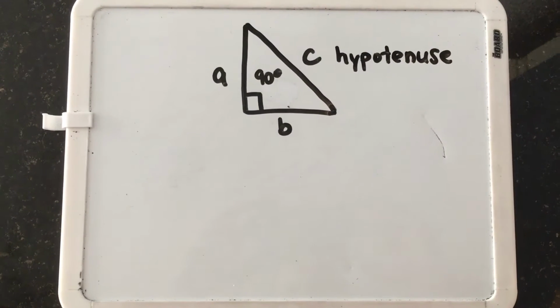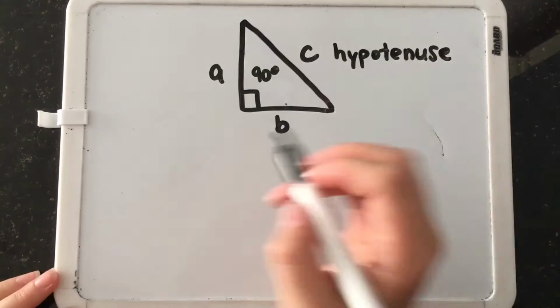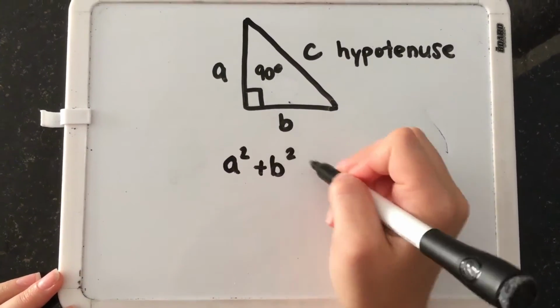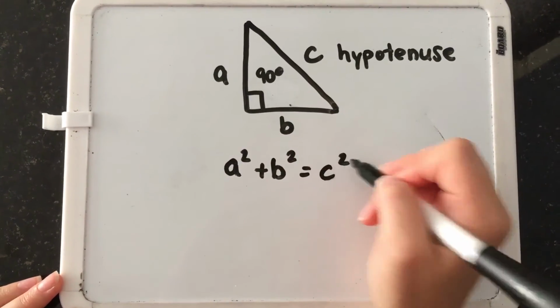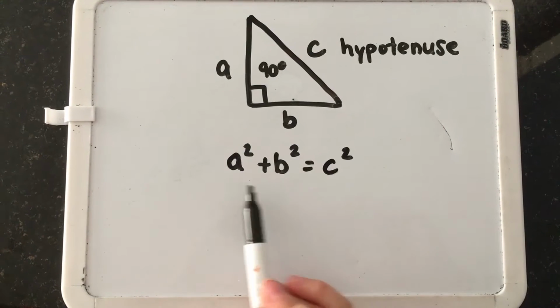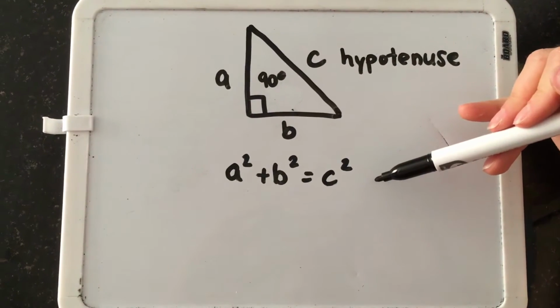The special characteristic about right triangles is that their sides have a relationship. A squared plus b squared equals c squared. This means that you can use any two values to solve for a missing value. This equation is known as the Pythagorean Theorem.